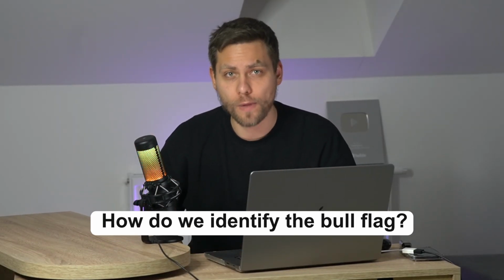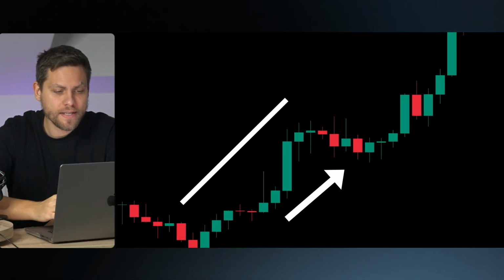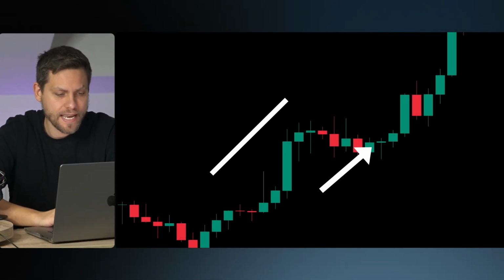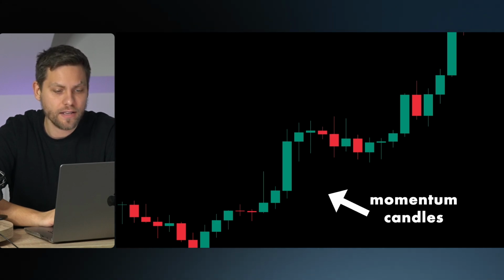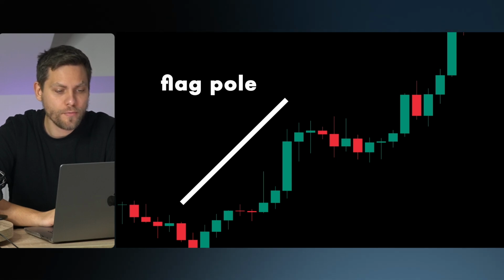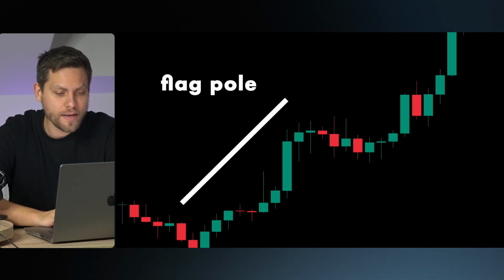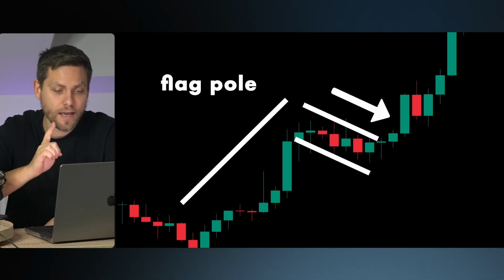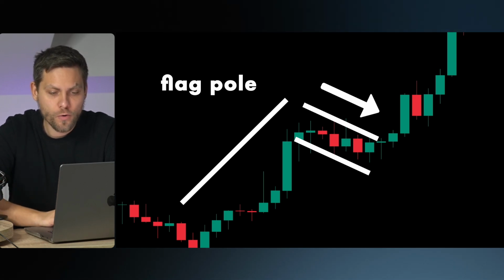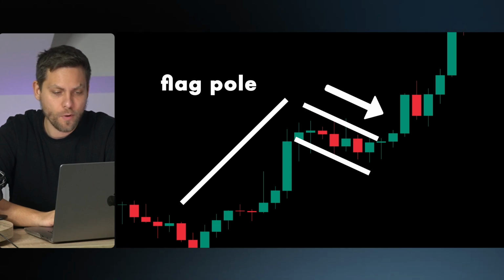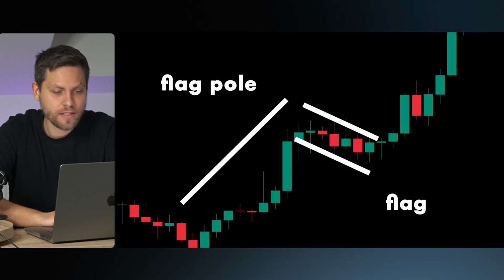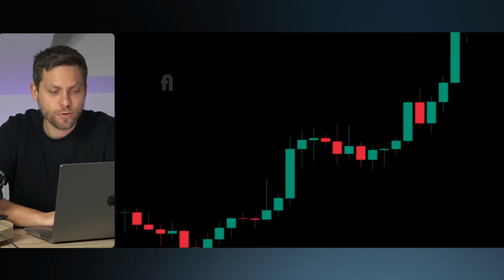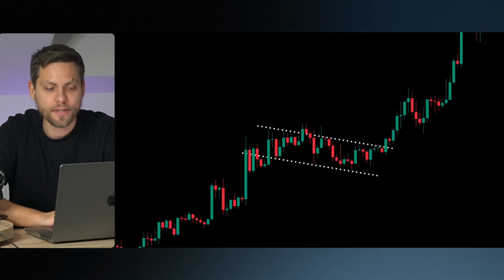So first, how do we identify the bull flag? Step number one is to find a strong move towards the upside. Preferably this move should contain a momentum candle, like right here. This is what we call the flagpole. The next step is to find a short consolidation, or in other words, a short move that goes in the opposite direction of the flagpole. This move is what we call the flag. The flag can contain as little as just a few candles to 20 or even more in very large trends.